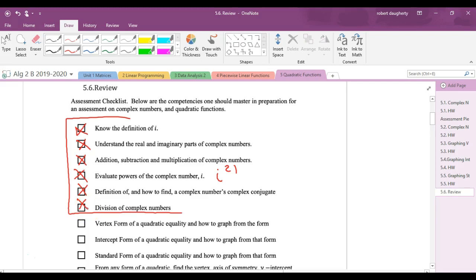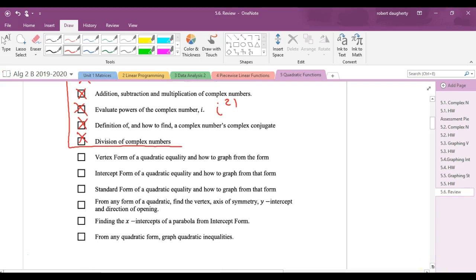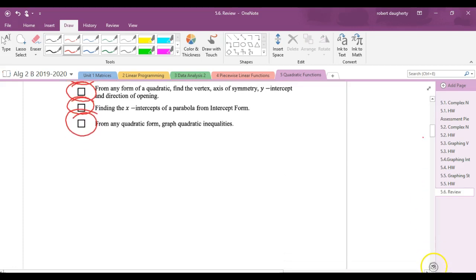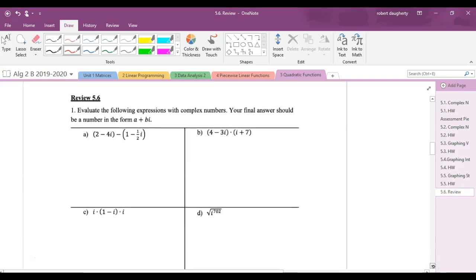Then we moved into graphing quadratics, okay? We graphed vertex form, okay? And we graphed intercept form and standard form. You need to know those forms and how it differs with the information you're given and how you graph. So from any form of a quadratic, find the vertex, the direction of opening, axis of symmetry, y-intercept, finding the x-intercepts if it's in intercept form, and then from any quadratic, not only graphing the quadratic, but if it showed up as an inequality, how would you graph that? Where would you shade? And would the parabola be dotted or solid when you graphed it? Okay, so those are in a nutshell all of the things we did.